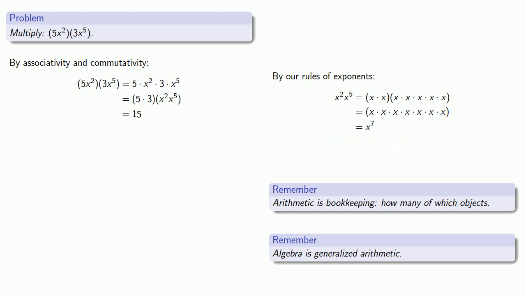And again, arithmetic is bookkeeping. Algebra is generalized arithmetic. We had an x to the second, x to the 5 to begin with, but it's the same as x to the 7th, so we should still have an x to the 7th. So we'll write that in.